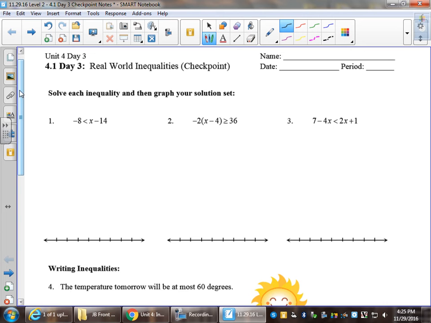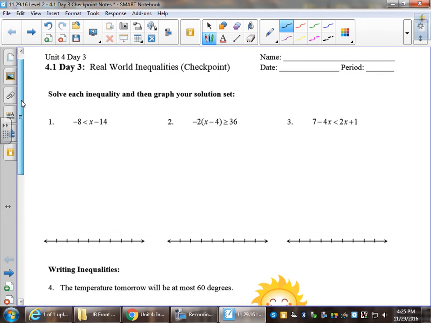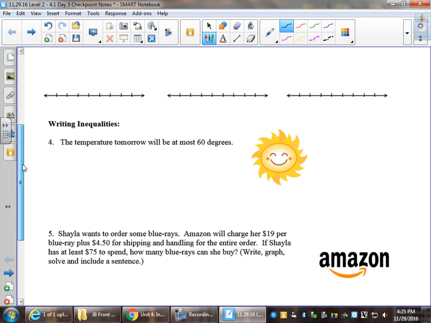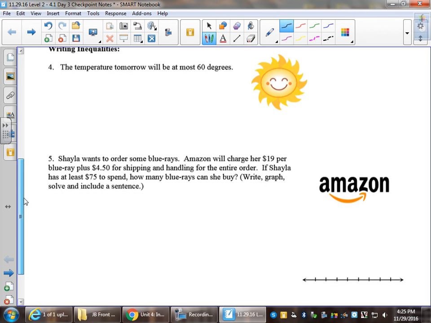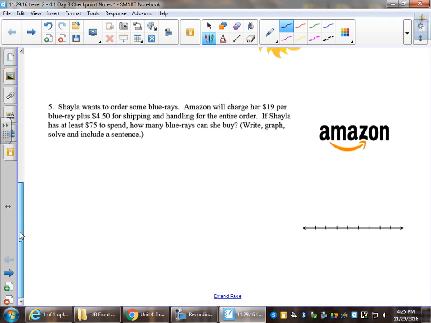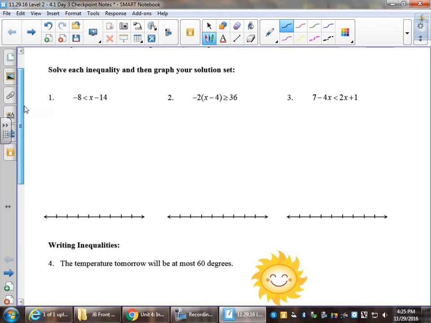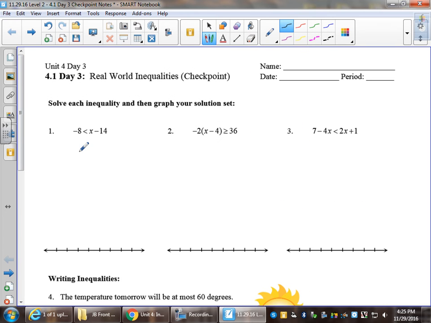Hey everybody, this is a very quick checkpoint to make sure we are ready for the day 3 quiz. So if you notice, it's very brief. There are 3 skills questions and 2 real world questions. So it's a nice snapshot of what you have been learning the first 2 days of the unit in preparation for the day 3 quiz. Let's get right into our practice.